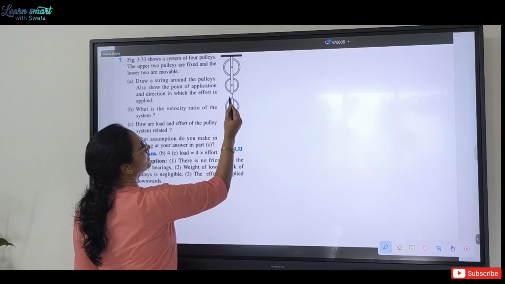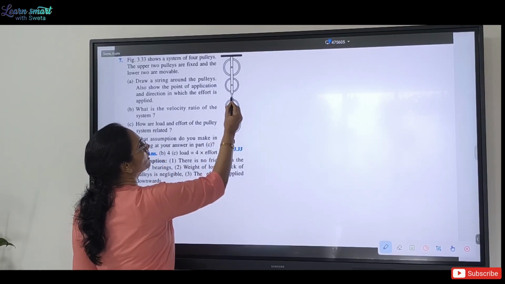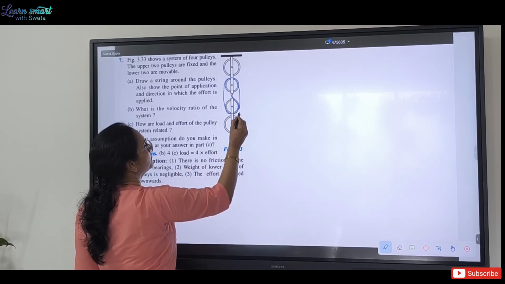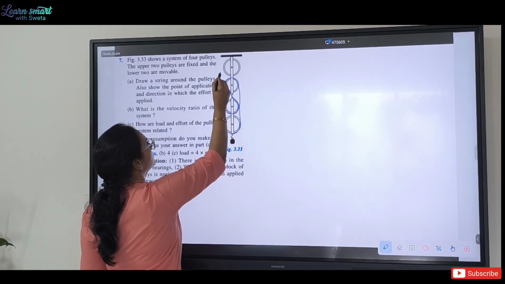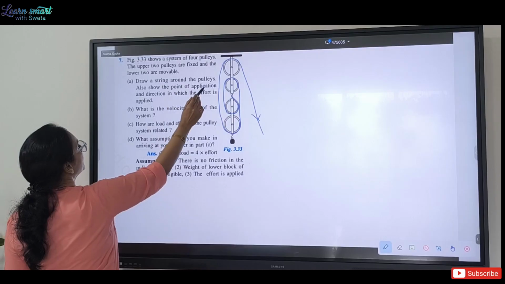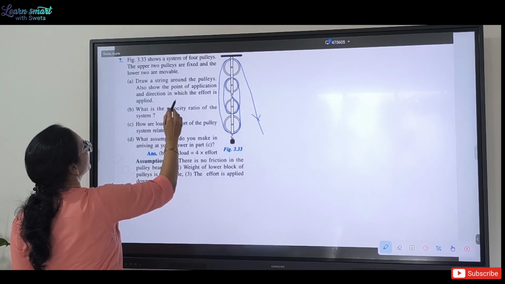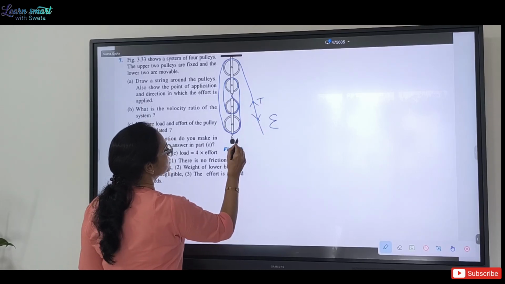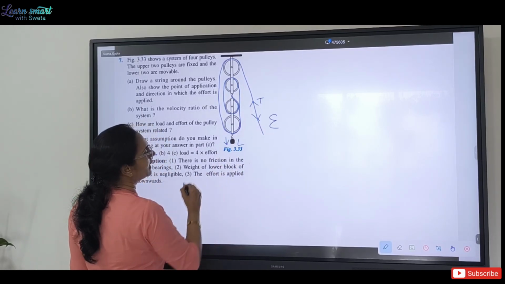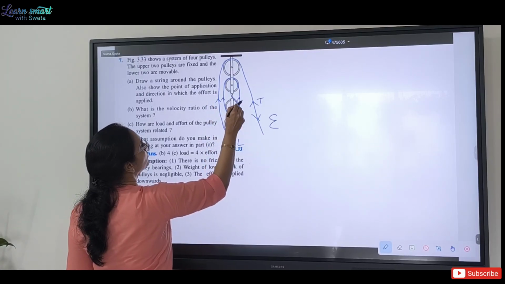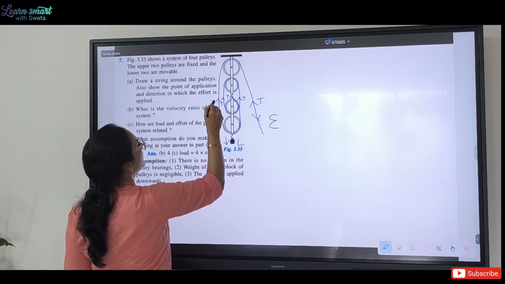So now we will take the string from the upper block to the lower block. We will draw the string like this, and this is how we will get it. Then show the point of application and direction in which the effort is applied. So this is the effort, and here we will show that the load is balanced by 2. This is the load. We should draw the down arrow for load, and we should also draw the tension forces which act on the string. So T, T, T and T.